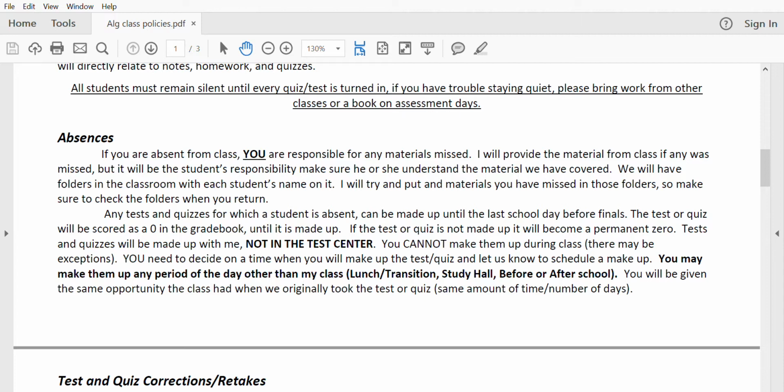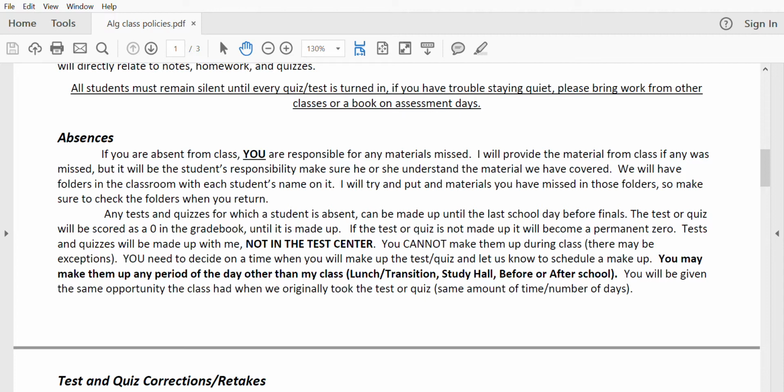There's a number of reasons why I don't use the test center. I can explain those to you individually if you would like, but I feel this way is simpler. There's less opportunity for error and things to get mishandled. So pretty straightforward. You miss a test or a quiz, you come talk to me. We schedule a date and a period in which you will make it up. I'll write you a pass, and then you show up and you can make it up.